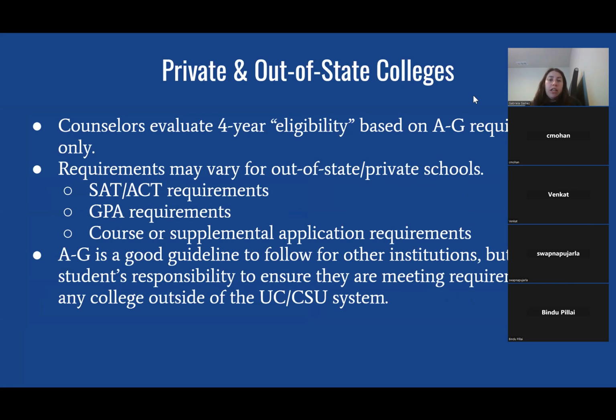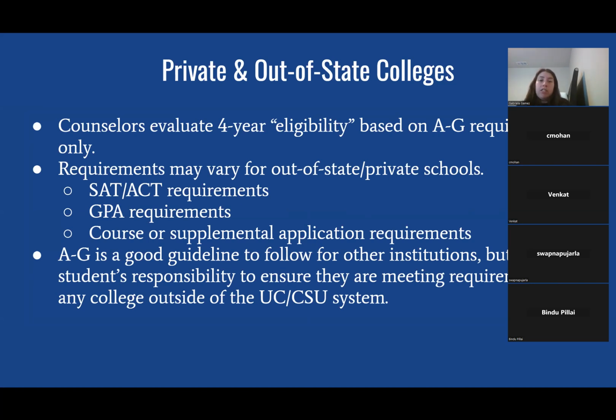Private and out of state is another big thing. So counselors, we evaluate 4-year eligibility based on A to G requirements only. Okay, we're able to do that because we know that CSUs want these A to G requirements, and they're able to give us as much information as we can.